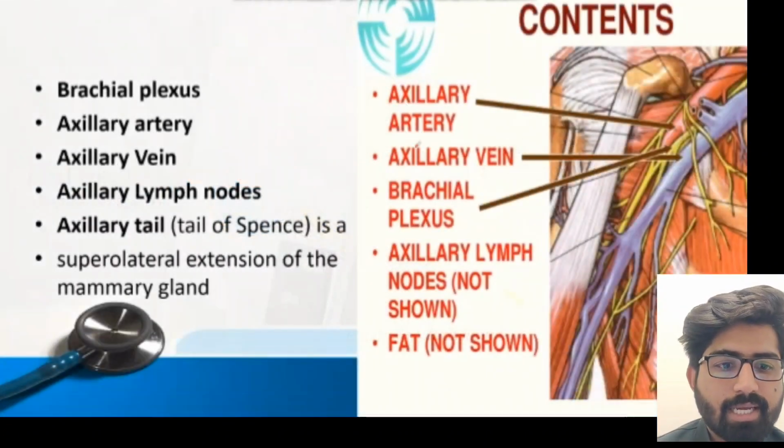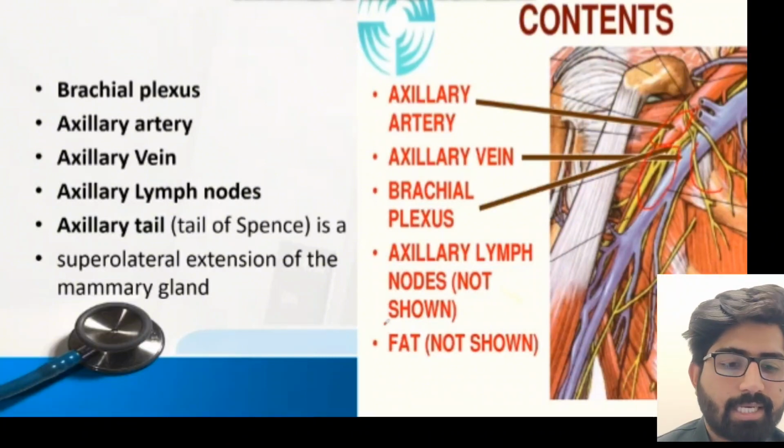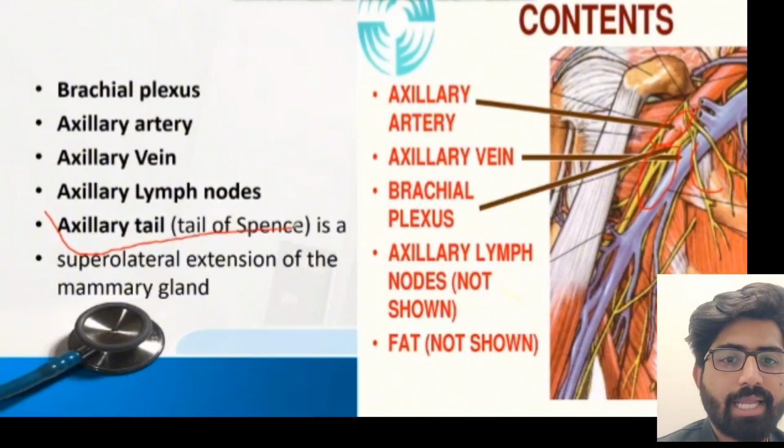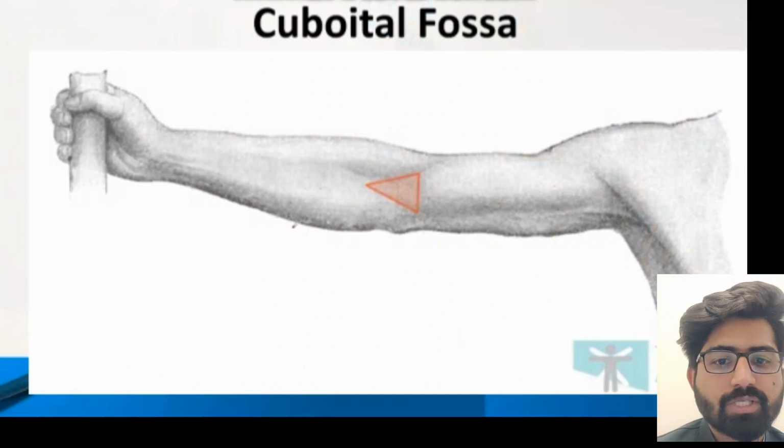The contents of the axilla include the axillary artery and the axillary vein, as well as the brachial plexus, the axillary lymph nodes, and the fat, which has not been shown in this picture. Another structure is the axillary tail, also labeled as the tail of Spence, which is the superolateral extension of the mammary gland. Another region is the cubital fossa.